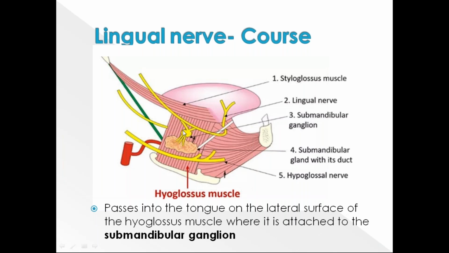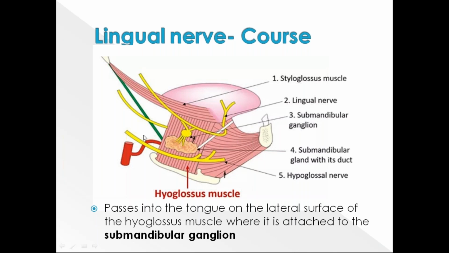Okay, and the lingual nerve is suspended in the submandibular region by two roots with the submandibular ganglion, and this is the submandibular gland. You can see the submandibular duct here. Okay, and here this muscle is the hyoglossus muscle, and this is the hypoglossal nerve, and this muscle is the genioglossus muscle, which is a muscle of the tongue.